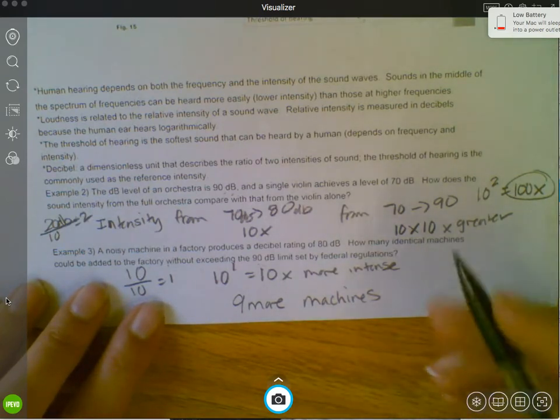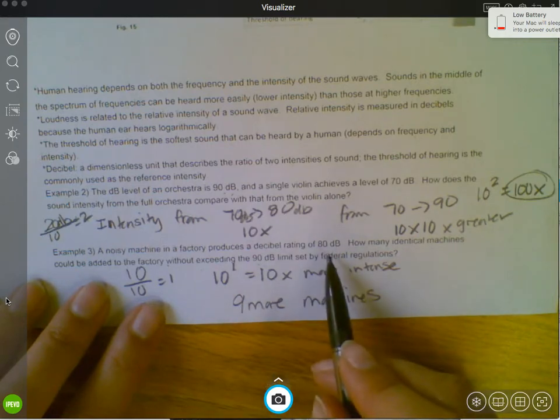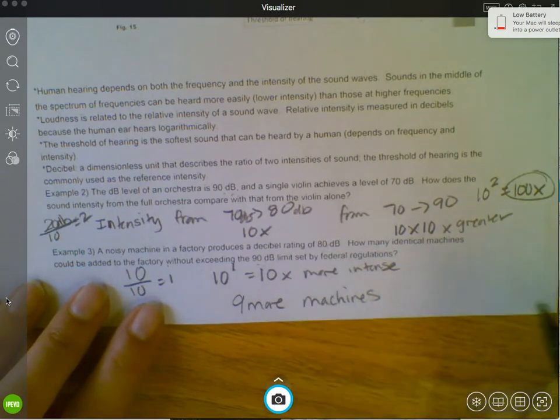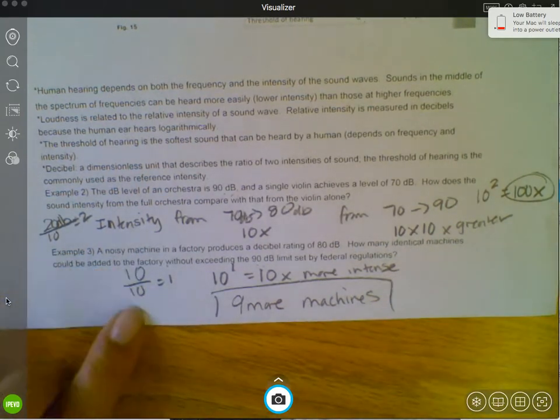Does that make sense? So the 9 is weird, but it's because you already have 1. And 90 is 10 times more than this. So you want to have 10 machines, which is 10 times more than 1. It's kind of confusing. I'll explain more in class, but you could have 9 more machines and not exceed that limit. Okay?